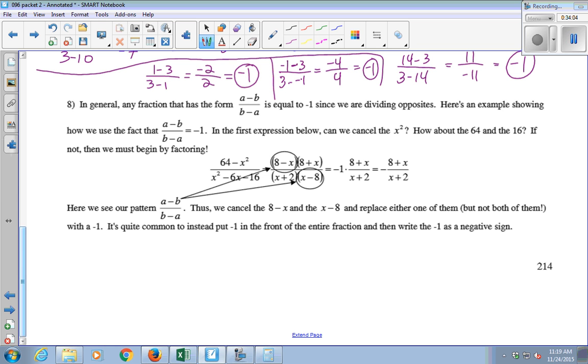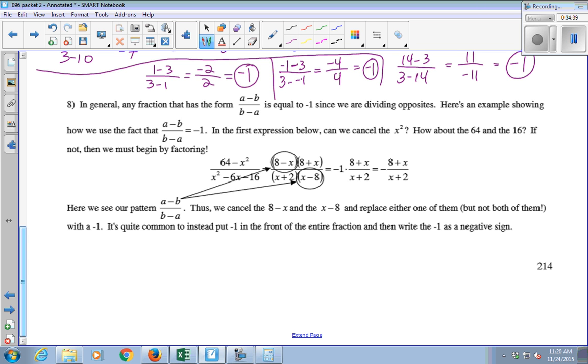So I'm going to start with 64 minus x squared over x squared minus 6x minus 16. I'm not going to go through how you get all the factoring, just to save us a little bit of time. But 64 minus x squared factors to 8 minus x times 8 plus x, and x squared minus 6x minus 16 factors to x plus 2 times x minus 8. Now, none of my factors on the top and the bottom are exactly the same. I don't have any fancy forms of 1. I don't have any exact factors.